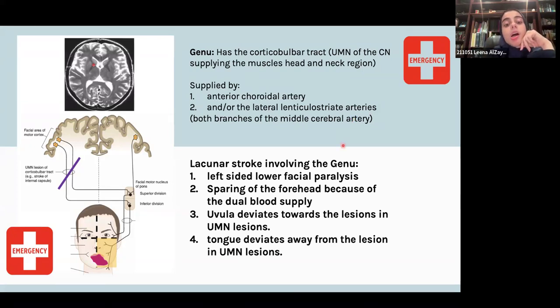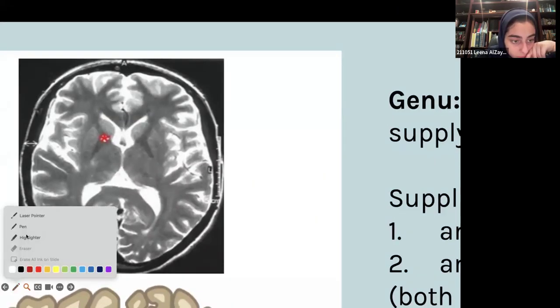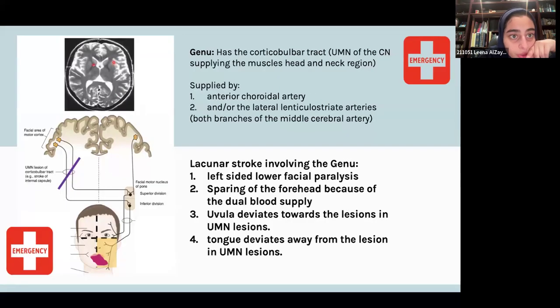Okay. If you have a stroke, a lacunar stroke in this area where you're damaging the genu, over here, I'm gonna show you. Do you see this darkness, this dark L shape? If you damage the middle over here, this is damaging the genu. If you damage the top dark part, it's the anterior limb. And if you damage the bottom part, it's the posterior limb. Okay?